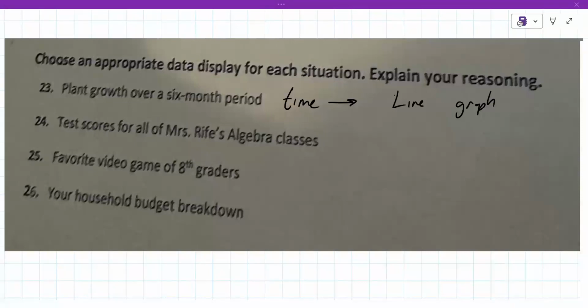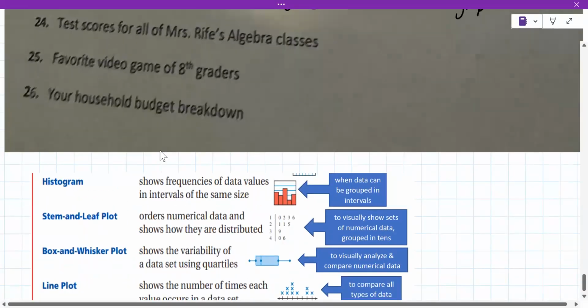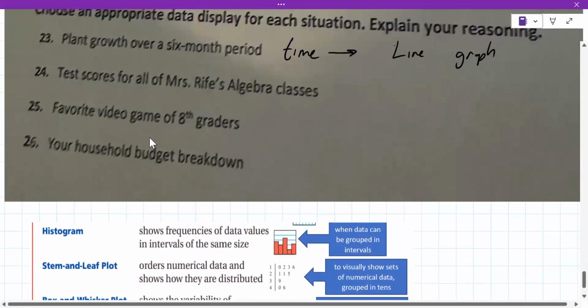Let me do this one more. All right. So any of these, I think, would be reasonable for 24, for the test scores. The histogram depends on how many. Stem and leaf plot. Box and whisker plot's okay. Depends on what you're trying to show. Line plot is kind of the weakest, but it could be any of these. So I'm not sure what to suggest. Maybe ask your teacher.